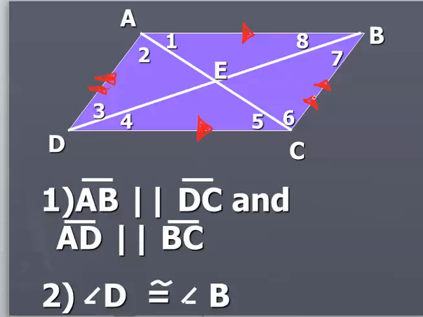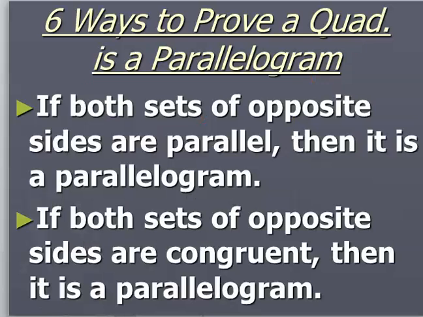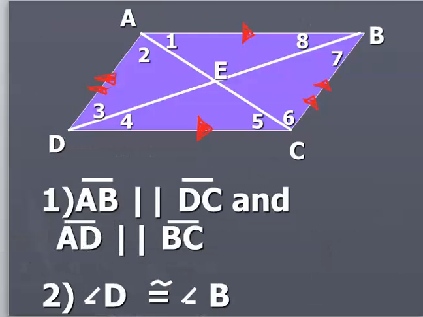Looking back at our ways to prove if it's a parallelogram, the very first way, if both sets of opposite sides are parallel, then yes, it's a parallelogram. So by the definition, this is a parallelogram. So when I say yes, I need to give a reason. Yes, both sets of opposite sides are parallel. Okay, moving to the next problem. Remember, I no longer have the information from the first one. I'm going to move on to example 2.